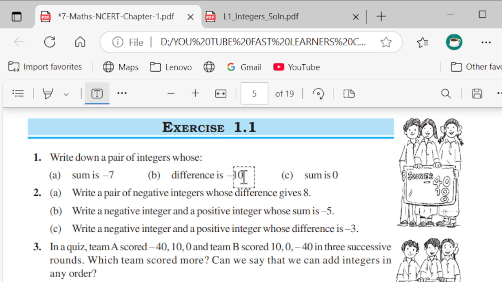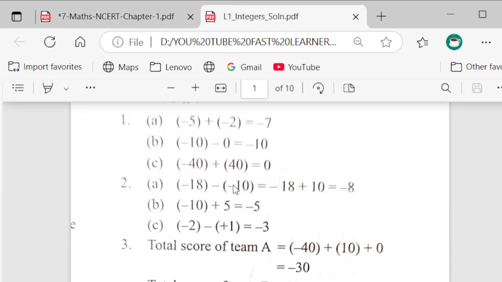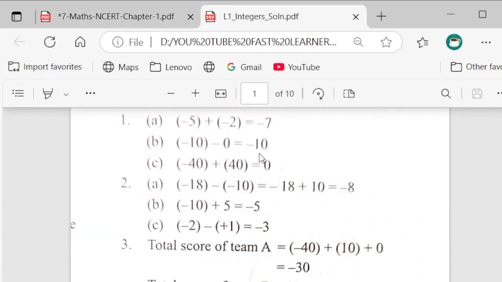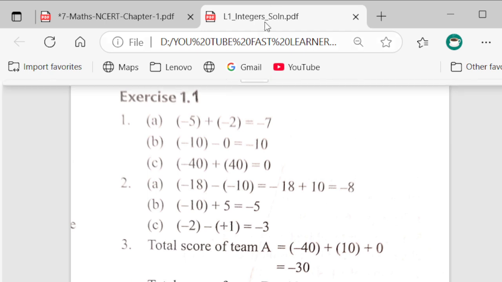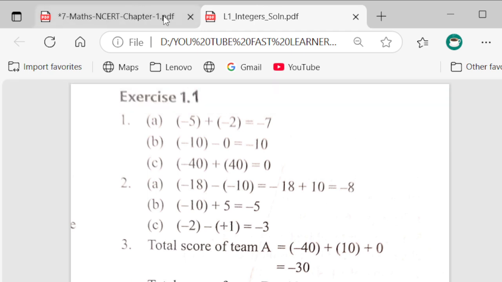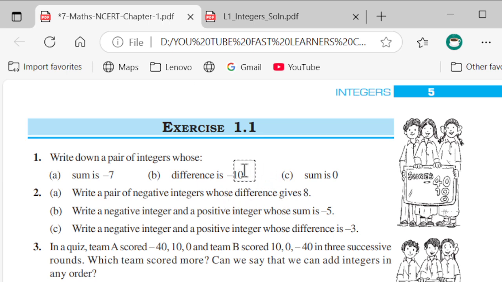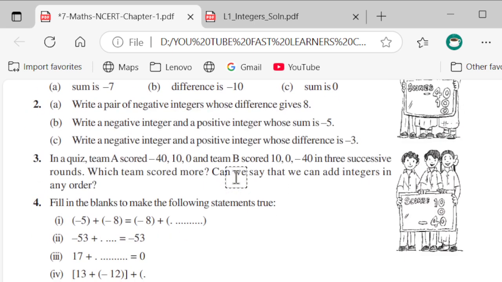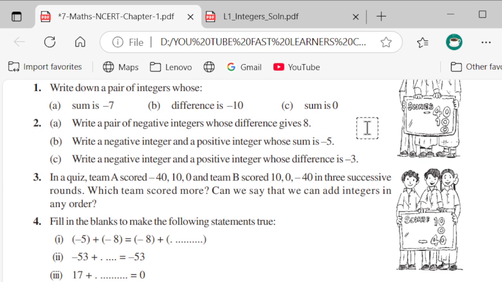Then you have to write a pair where the difference is -10. So here -10 minus 0 is -10. You can also write -9 minus 1, or you can write -11 plus 9, anything, right? You can write numbers where the difference is -10.